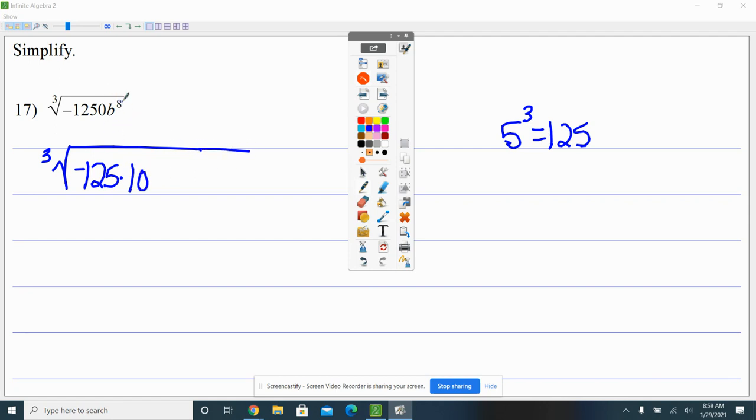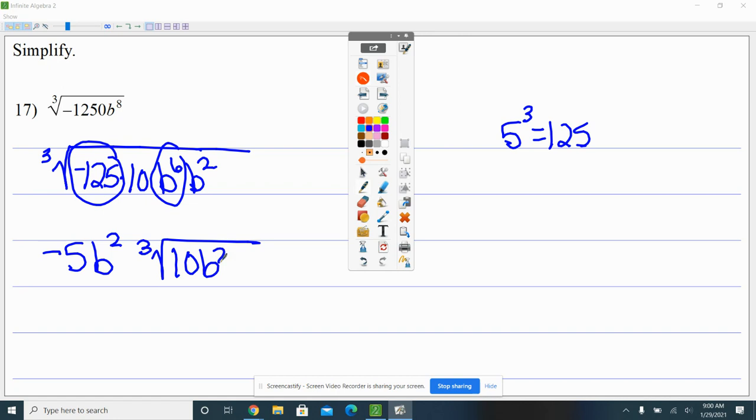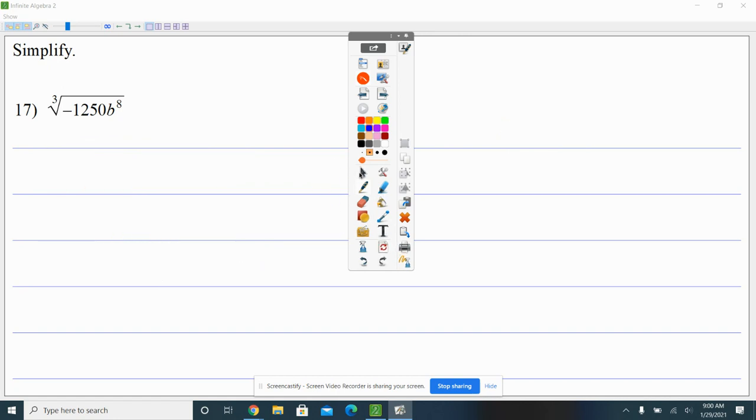Now this b to the 8th, what am I going to change it to? I need it to be a multiple of 3. So 3, how about 6? Let's change it to b to the 6th, b squared. That would be b to the 8th, so it's the same thing, but this allows me to take out this piece, which will be negative 5, and this piece, which would be 6 divided by 3, is b squared, and then underneath would be the cube root of 10b squared. So that's how you simplify the cube root of that.